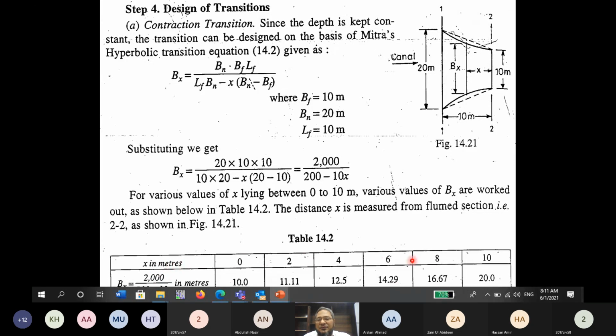Then we can make a table like that, where these are the values of x, maybe at an interval of 2 meter, and this is bx, which is this equation 2000 over 200 minus 10x, and then you can compute their values. And you know, at 10 meter length of the transition, the value should be 20 meter, which we are getting. So in this way we have designed the contraction transition.